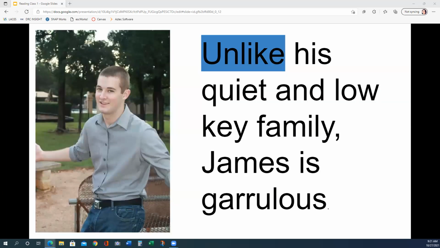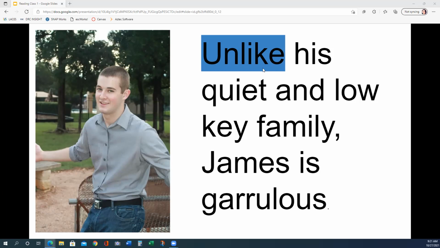Okay, so I'm going to read this sentence to you. Unlike his quiet and low-key family, James is garrulous. Okay, I have no idea what this garrulous word means. I mean, I do now, but before I saw it and looked it up, I had no idea. Okay, but if you look at your keywords, especially when you're looking at opposites, it says unlike.